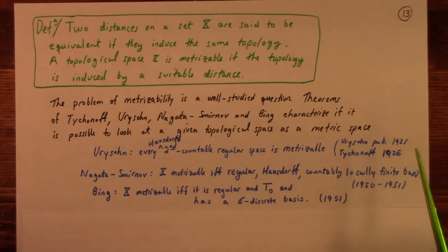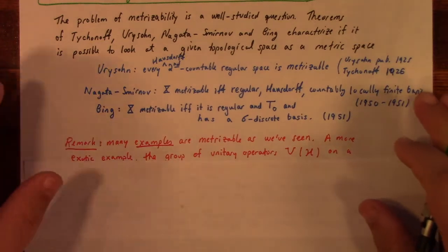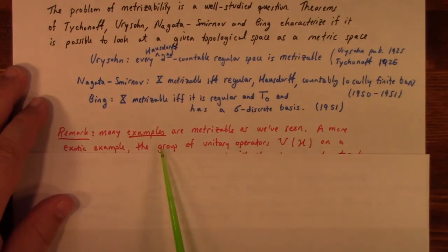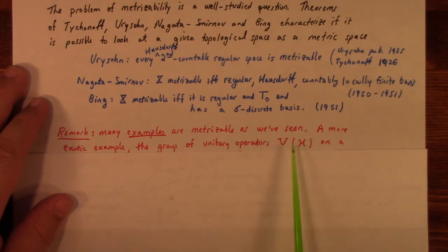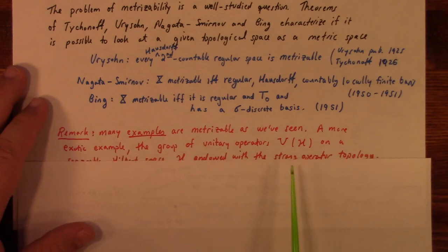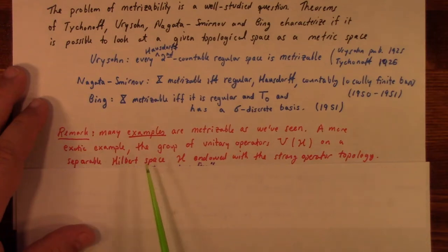I feel like I might have missed copying something down here, so you should double check me on these things, of course. But anyway, just to summarize and put a capstone to this lecture here, many examples are metrizable, as we've seen. A more exotic example, the group of unitary operators on a separable Hilbert space. All right, so I don't think we yet know what separable means, right? But we'll learn that later.